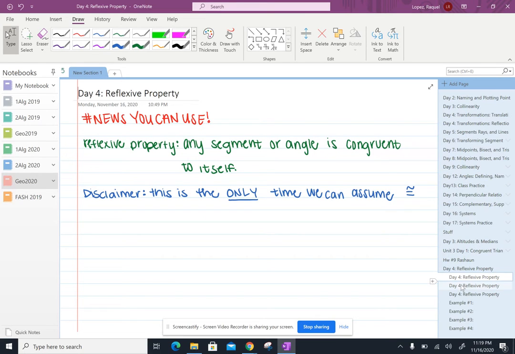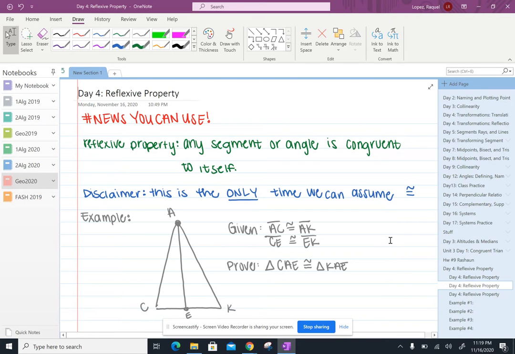Okay, welcome back. So let's take a look at an example looking at the reflexive property. So here's your example. Let's say we've got this triangle right here, triangle CAK, and then two smaller triangles inside. So triangle CAE and triangle KAE. And so we're given this information, which is AC is congruent to AK. So I'm going to mark that here. And CE is congruent to EK.